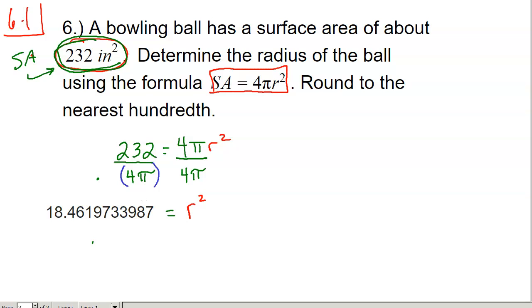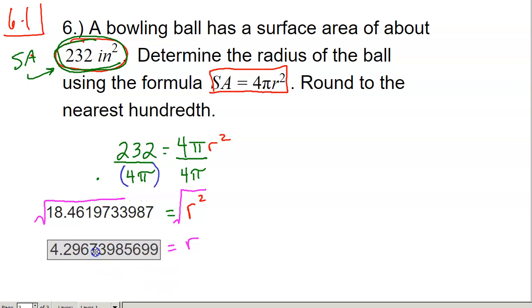And now we're still trying to solve this equation. So if I want to get r squared by itself, what do I have to do? Well, I have to do the inverse, right? So I have to take a square root of both sides of this equation. So that's going to give me r on the right-hand side, and then I have to take a square root of that number, which is going to give me about 4.29, etc.